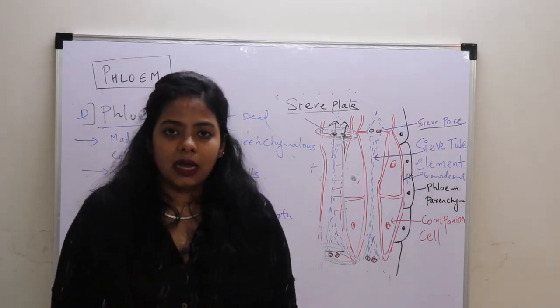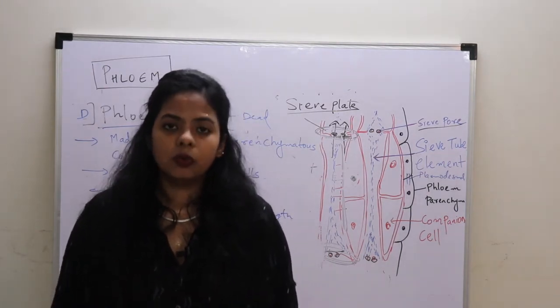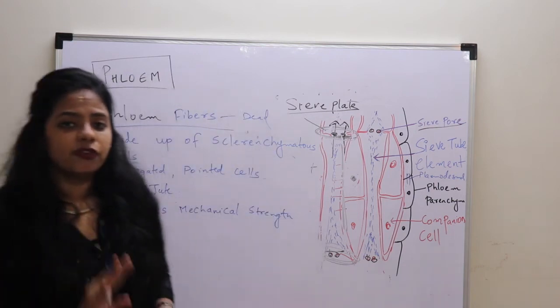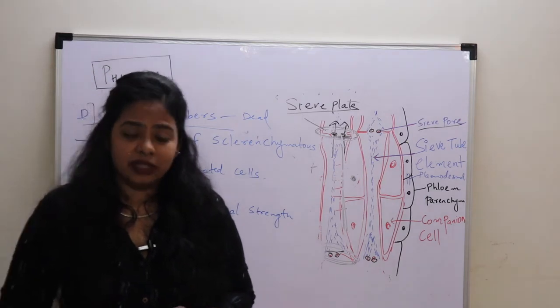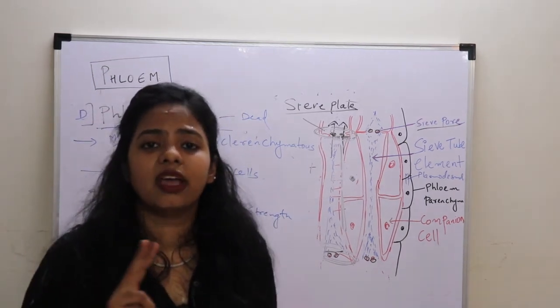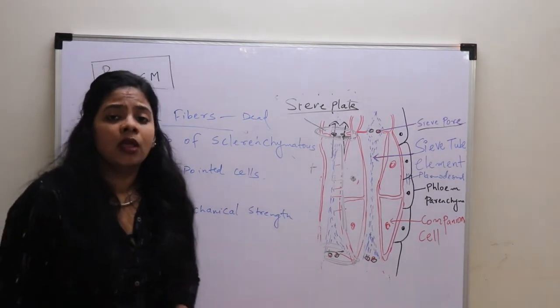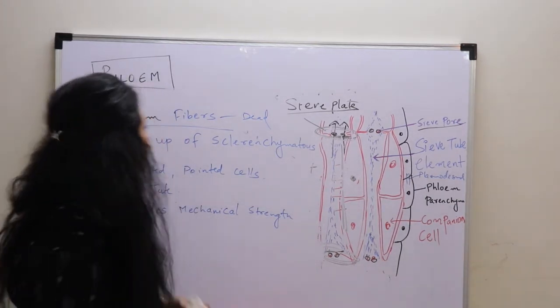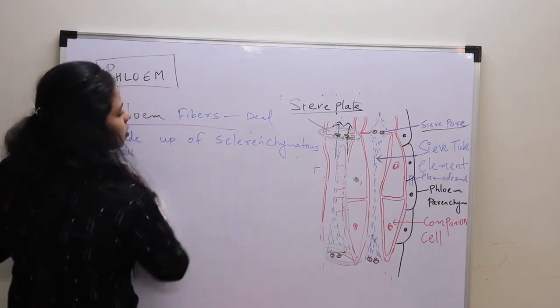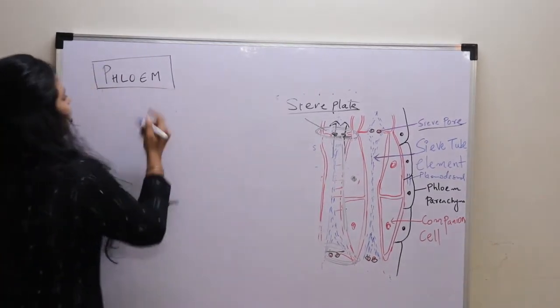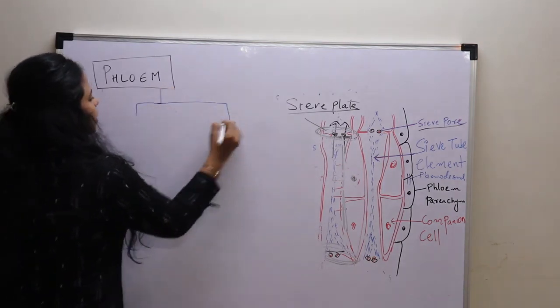So the four parts of phloem are phloem fibers, phloem parenchyma, sieve tube, and the last one is companion cells. Okay, so the four cells we have discussed. Now let us see the two types of phloem. The primary phloem is called protophloem, and the secondary phloem is called metaphloem.